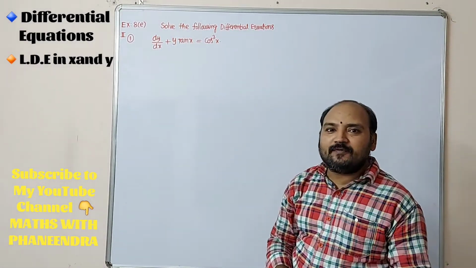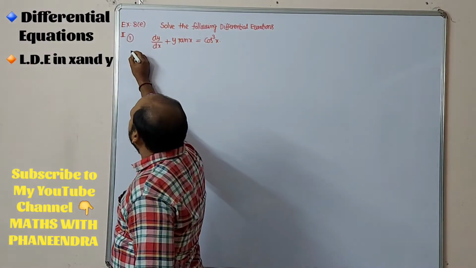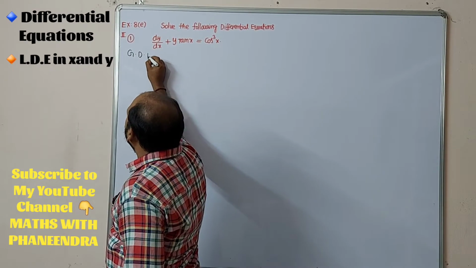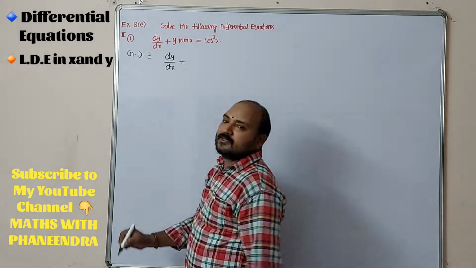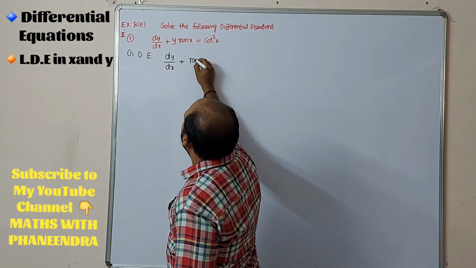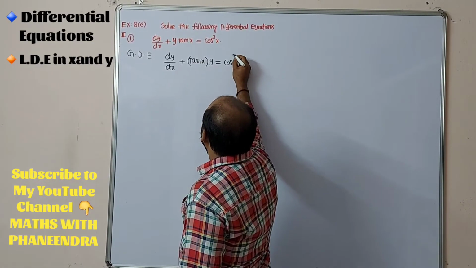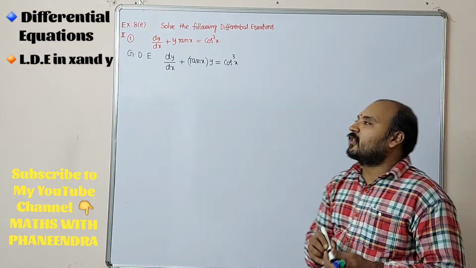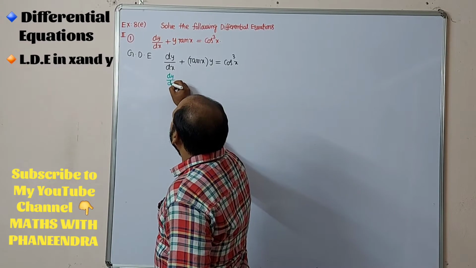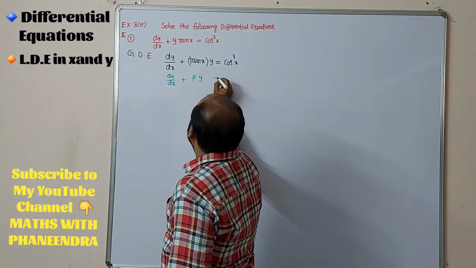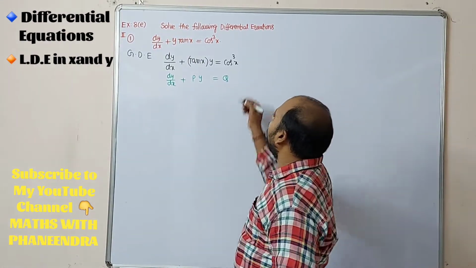After that, you identify the values of p and q. First step, given differential equation. In the solution step, GDE: dy by dx plus y into tan x, that means tan x into y, we can write like this, is equal to cos cube x. This you have to compare with dy by dx plus py is equal to q. It is a linear differential equation in y.